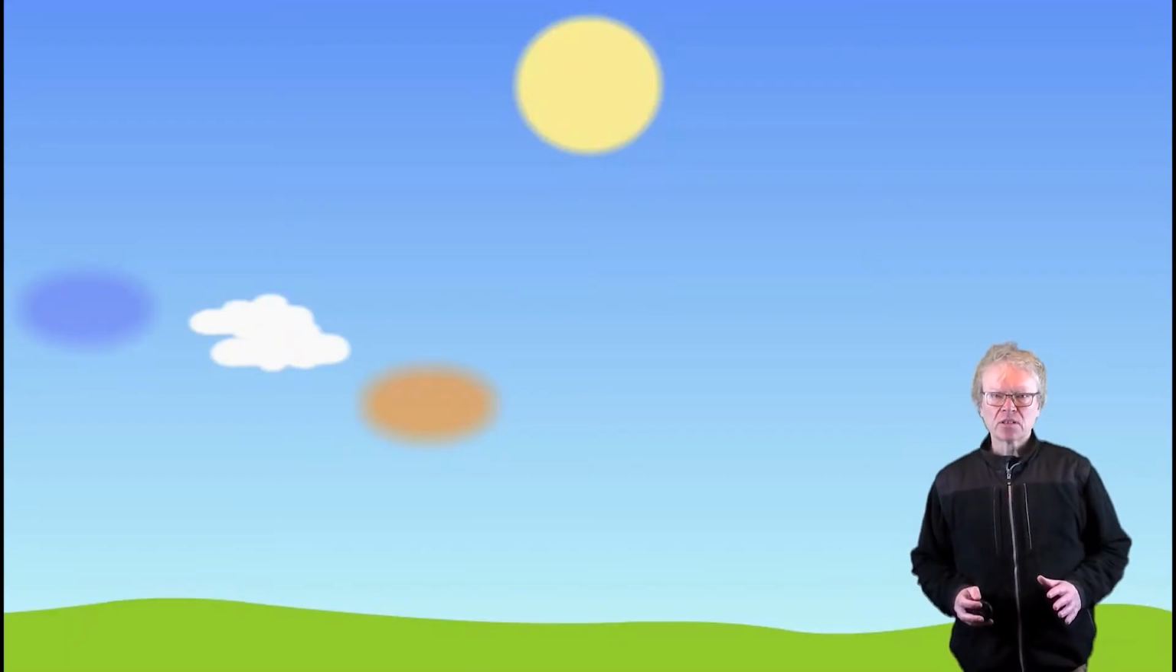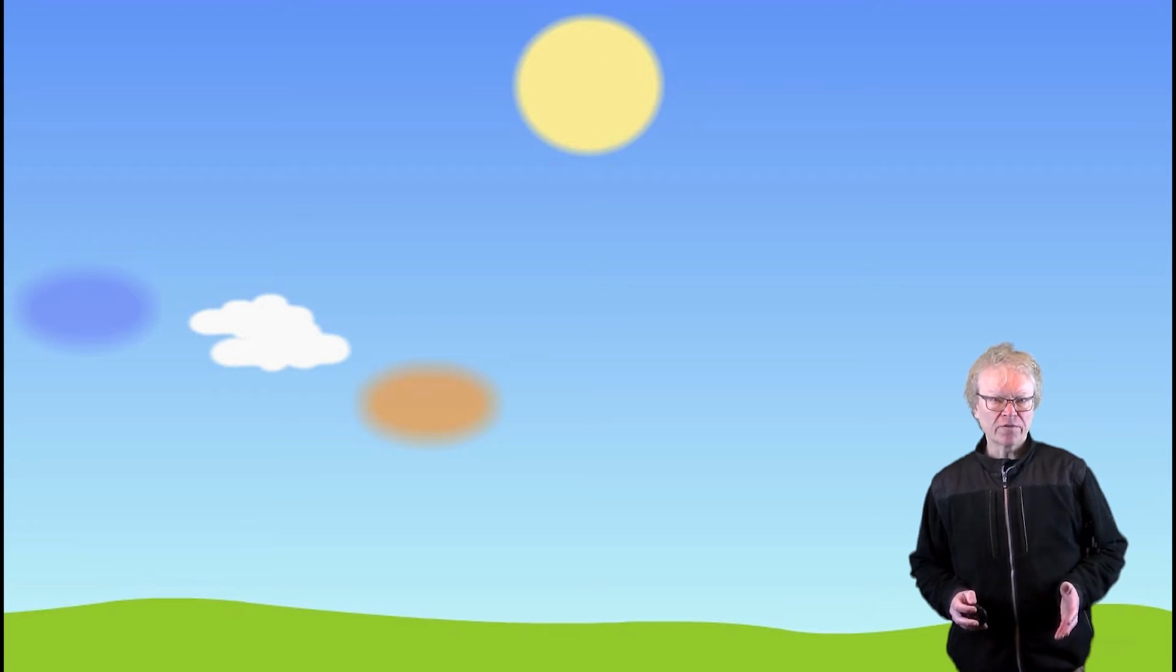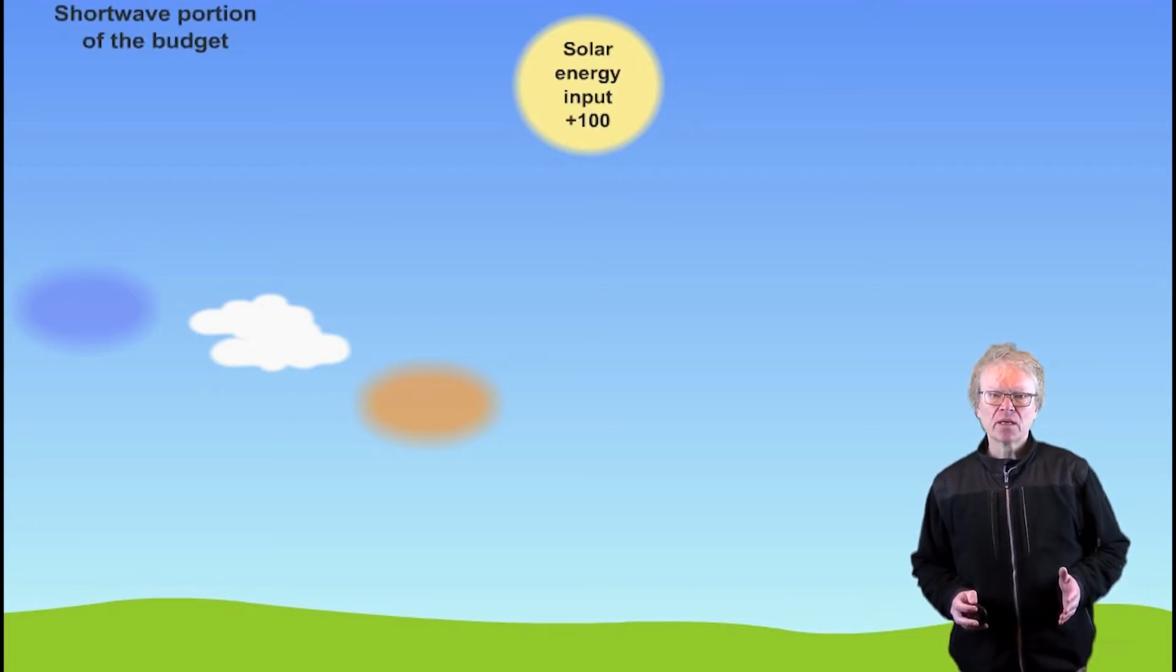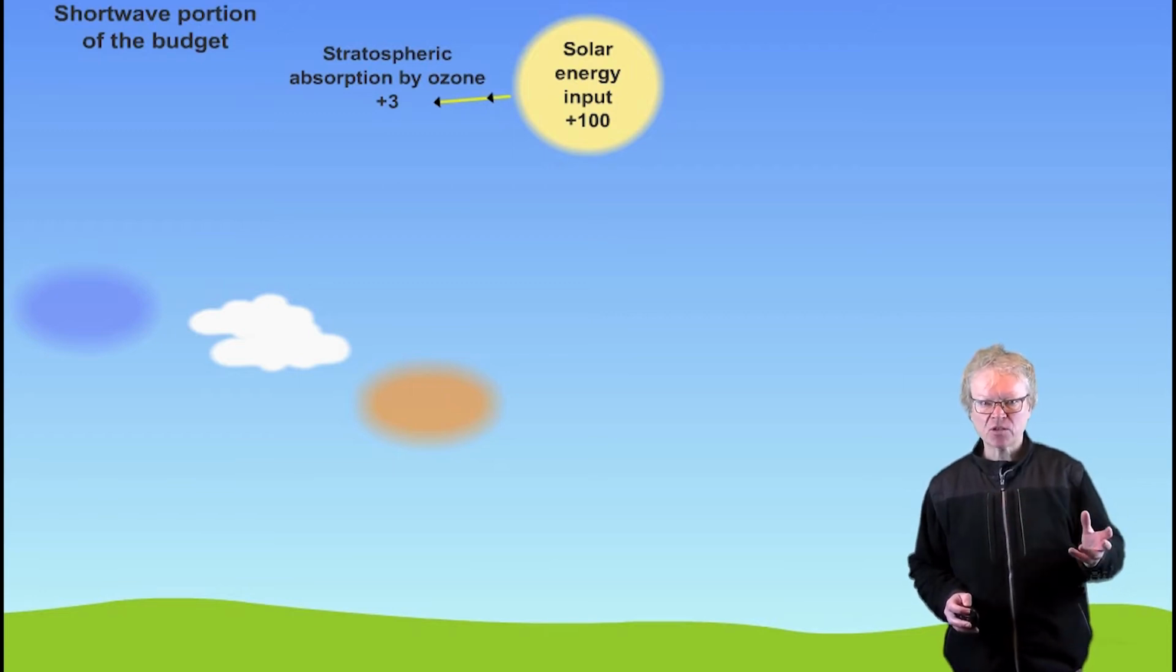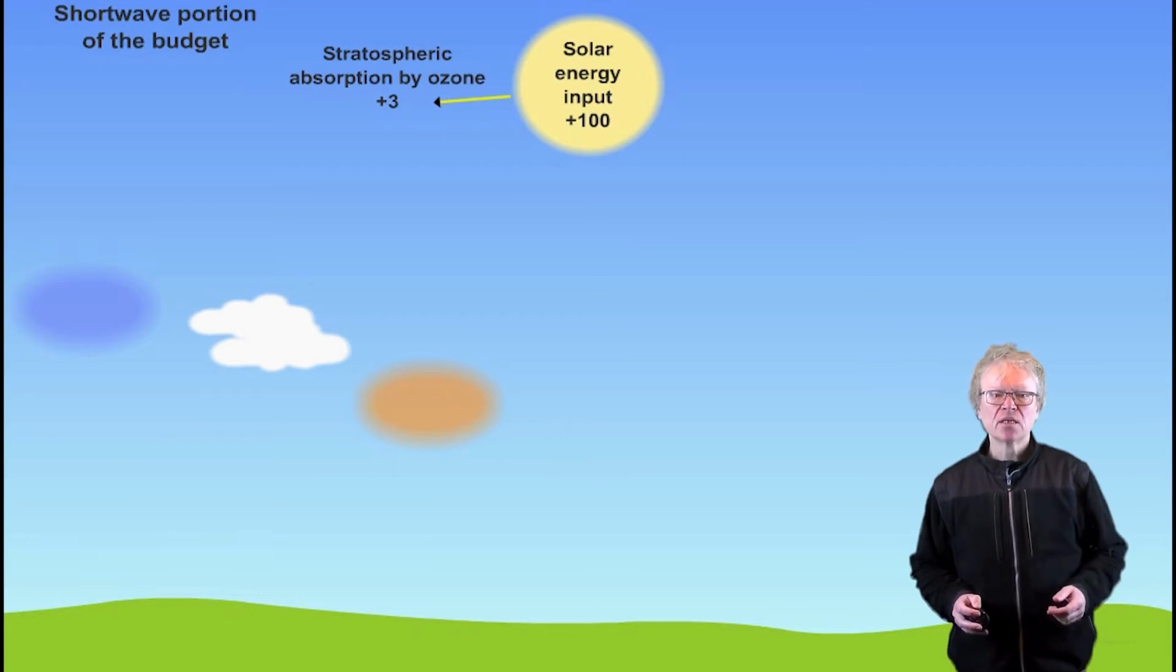So let's have a look at what happens to the incoming solar radiation. This is the shortwave portion of the solar budget. Now we'll just start with 100 units of solar energy. The actual amount of solar energy that comes in is around 342 watts per metre squared, but we'll simplify it and look at the budget by looking at 100 units. The first thing that happens to that incoming solar radiation is that 3% is absorbed by the ozone layer. So we can say that's an addition to our atmosphere. So 3 units, or 3%, is absorbed by the ozone layer, contributing to the temperature increase in the stratosphere.